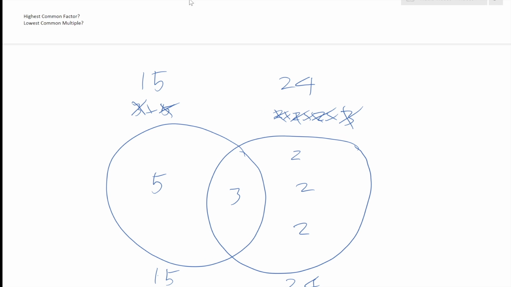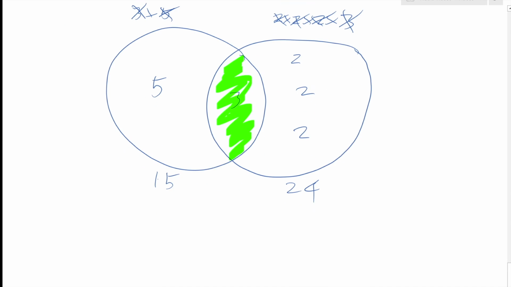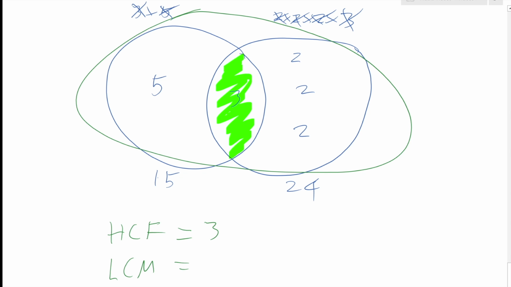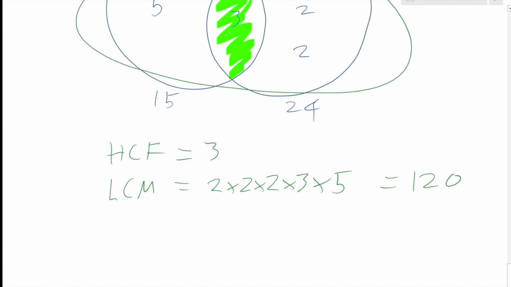Now, the highest common factor of these numbers is everything in this section here in the middle. So, in this case, the highest common factor, you'll normally see abbreviated to HCF or sometimes GCF, greatest common factor, in this case equals 3. And the lowest common multiple, well, that is everything in the entire diagram. So that, in this case, is 2 times 2 times 2 times 3 times 5, which, as we saw earlier, equals 120.